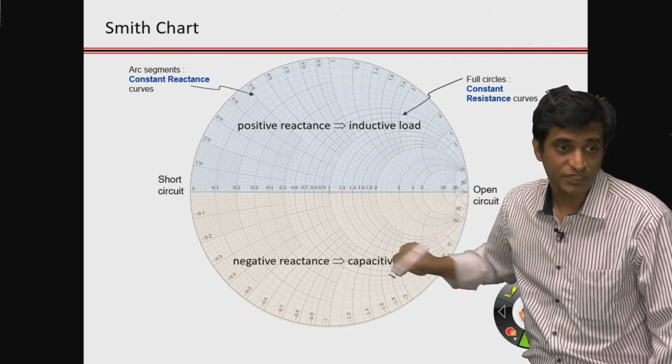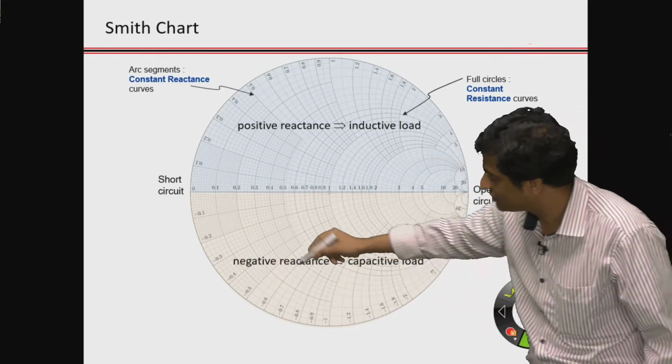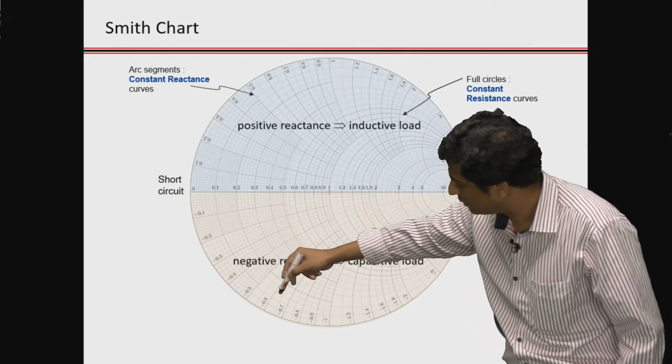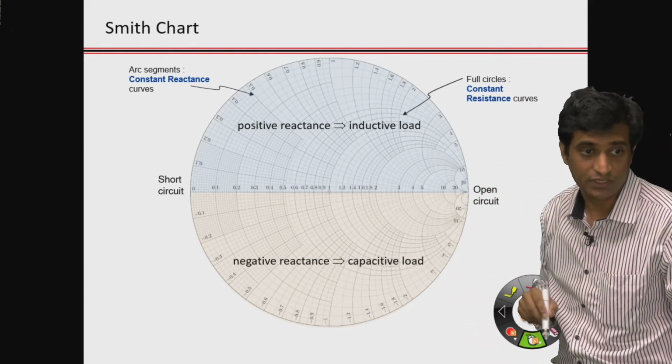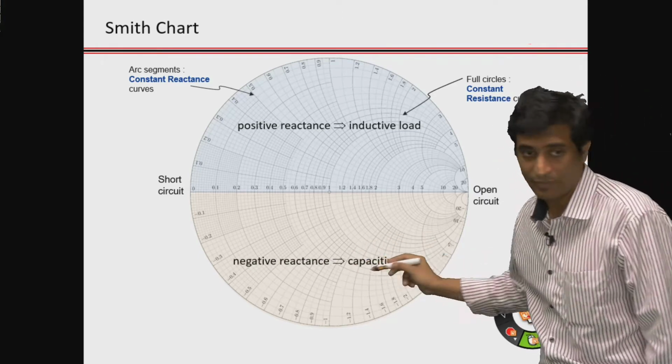Similarly, the bottom half of the Smith chart is the negative reactance region. In the negative reactance region, all the numbers in the rim are going to have a negative sign, and we know that the negative reactance is offered by a capacitive load.